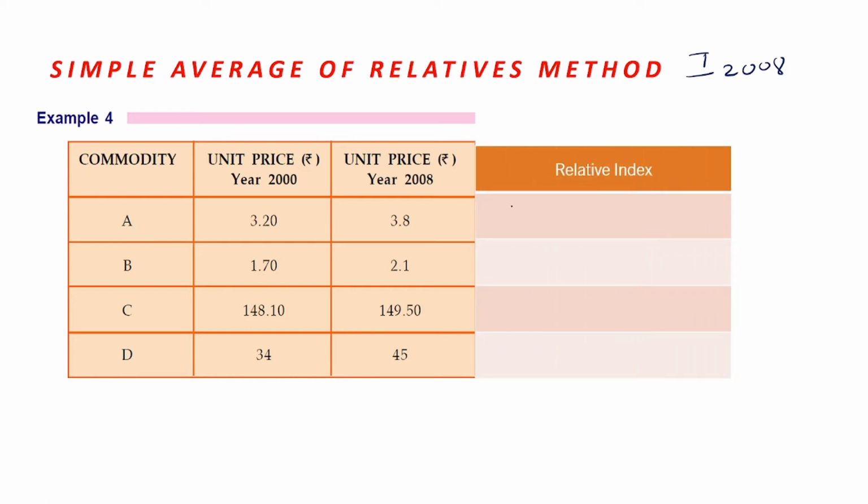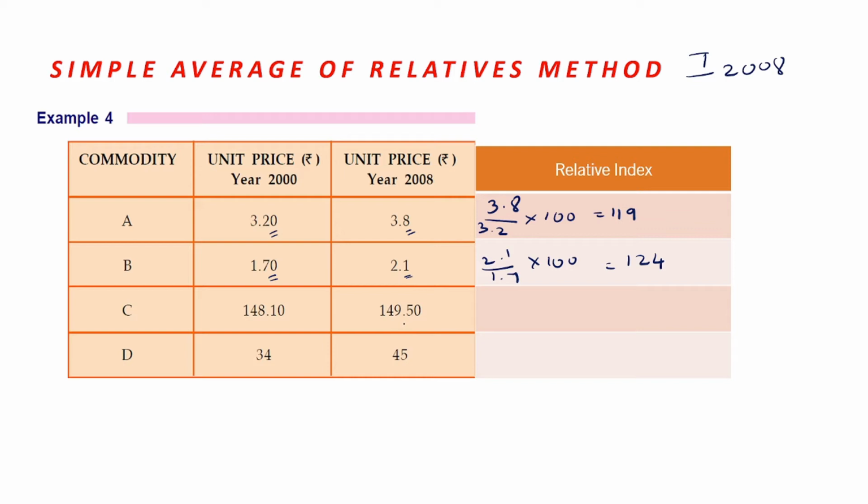Now we know how to find the relative index. It is calculated, for commodity A, as price in the current year upon price in the base year into 100. So it is 3.8 upon 3.2 into 100, which is approximately equal to 119. Then for commodity B, the relative index is price in the current year upon price in the base year into 100. So it is 2.1 upon 1.7 into 100, which is approximately equal to 124.